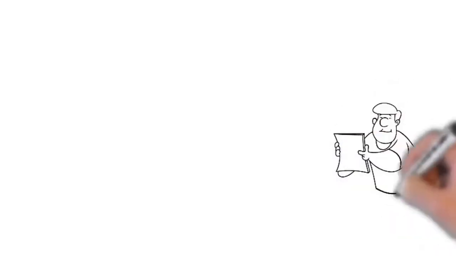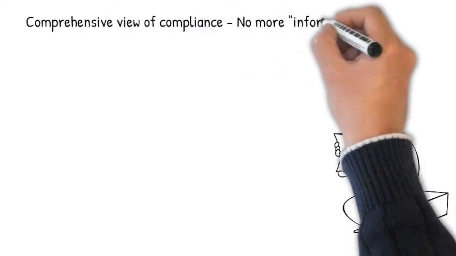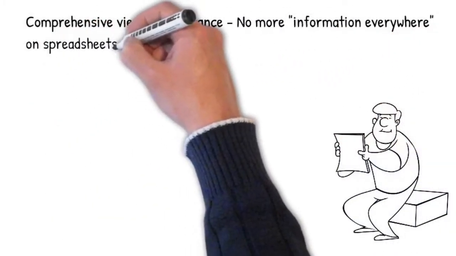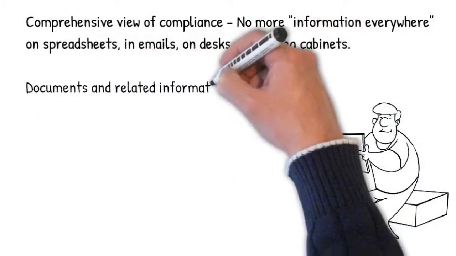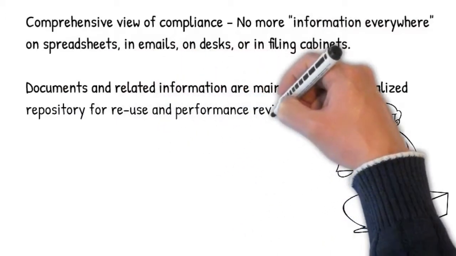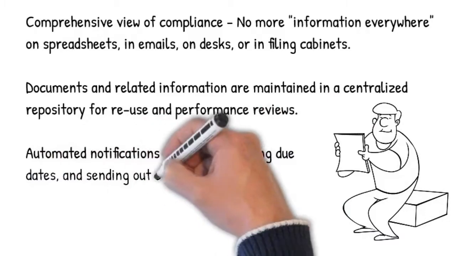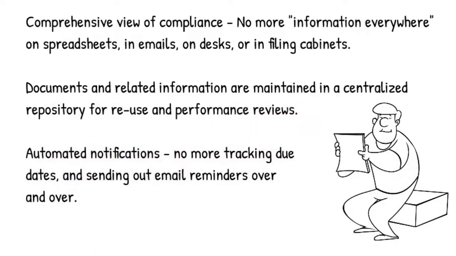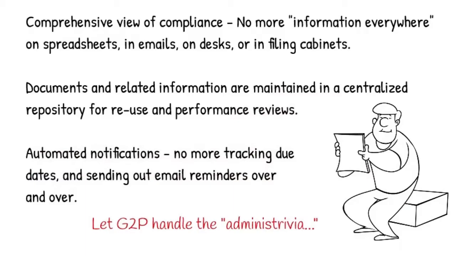As you can see, G2P provides a comprehensive view of grant compliance across the entire organization, allowing governing officials to ensure compliance and move quickly to remediate any compliance issues. Information is maintained in a single repository. Users receive automated notifications when tasks and reports are due, thus saving the time and effort of tracking due dates and issuing reminders.